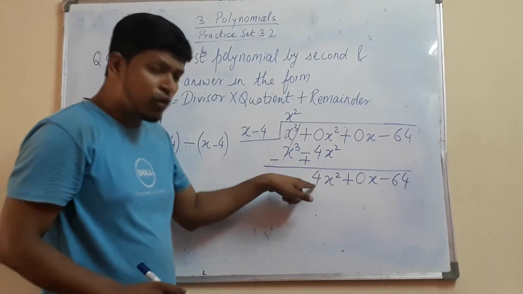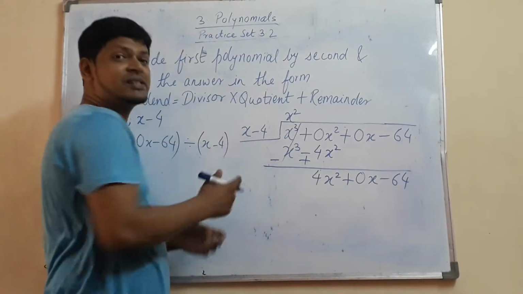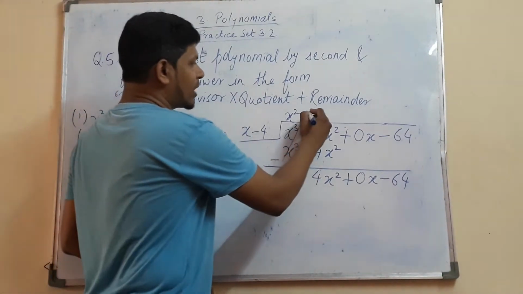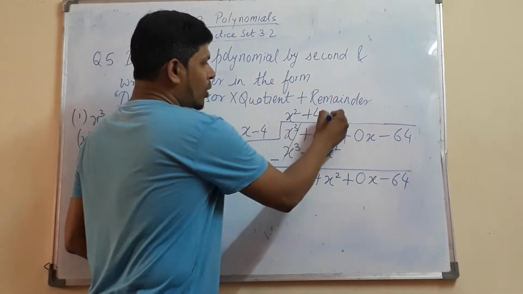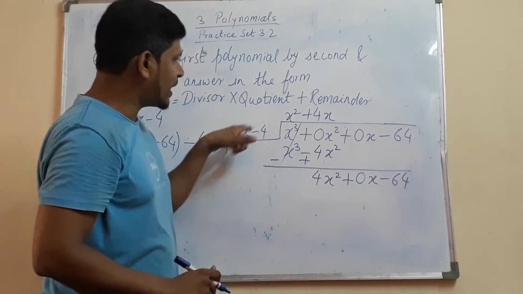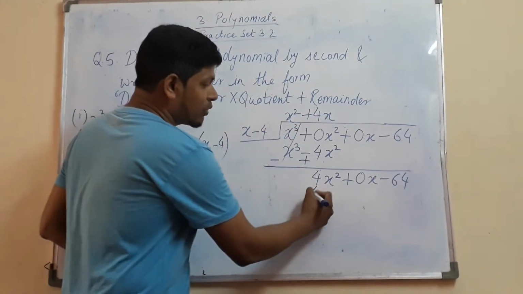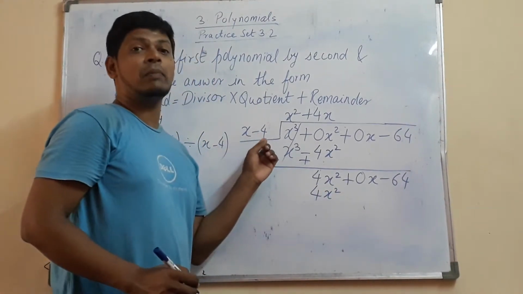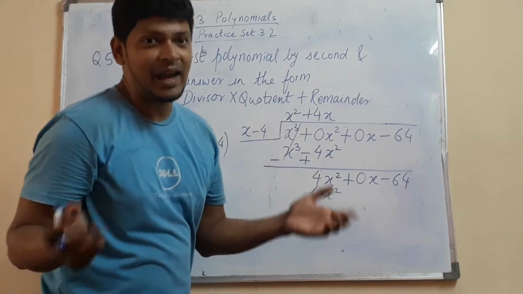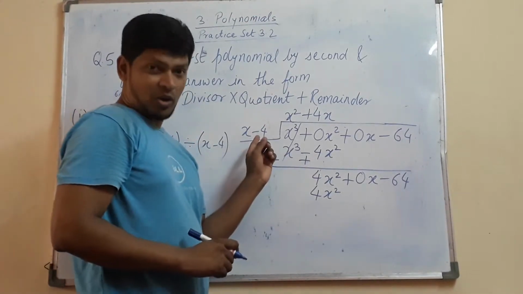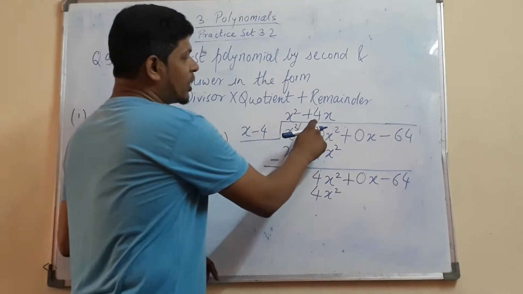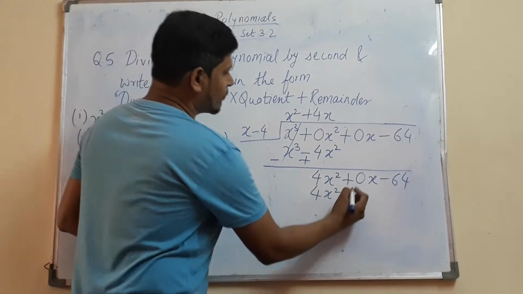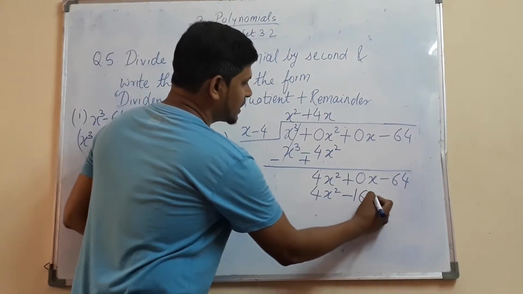Now we need to get 4x square, and what we have is x. To get 4x square, we need to multiply by 4x. So when we multiply x with 4x, we will get 4x square. But there is another term, minus 4, and we need to multiply this term also. So minus 4 into plus 4x, we will get minus 16x.